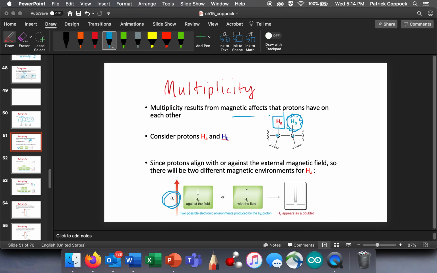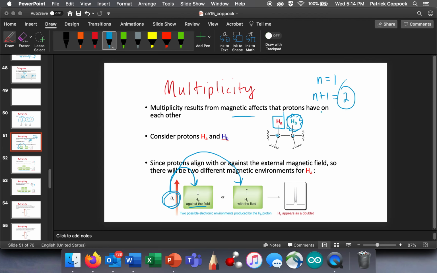There's one neighbor. So the magnetic field that the proton HA feels is a combination of the external magnetic field and the magnetic field of the B proton. Now, if the B proton is against the field, the sum of these two fields feels different than the sum of these two fields, where the external field is aligned with the field of HB, okay? So really, in essence, if there's one neighbor, if n is equal to 1, then n plus 1 is equal to 2, and we're going to get a doublet.